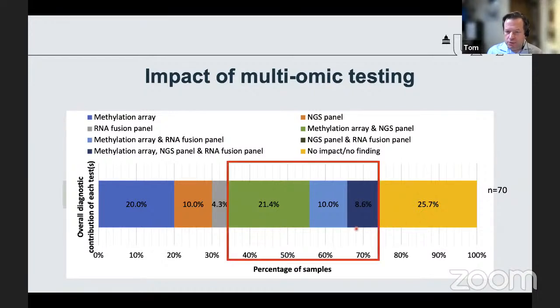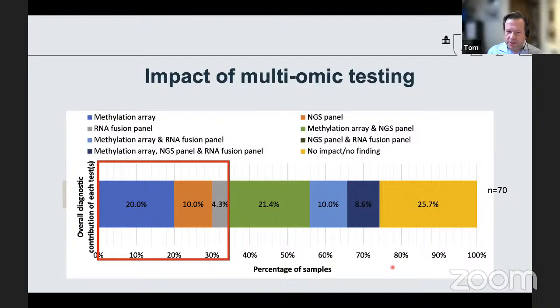And then there's a group in which different modalities, the panel and the methylation array together, refine the diagnosis. But really interestingly, in terms of thinking about how you triage these cases, in 34% of the cases only one of the tests refines the diagnosis, in a not particularly predictable way. The methylation array has the biggest impact, but there are significant numbers of cases where the RNA fusion panel is the only test that will modify the diagnosis. So at the moment, our policy in most tumor types, with a few exceptions, is we do all three. And we're in the process of analysing that over a larger cohort to see how that will modify diagnosis.